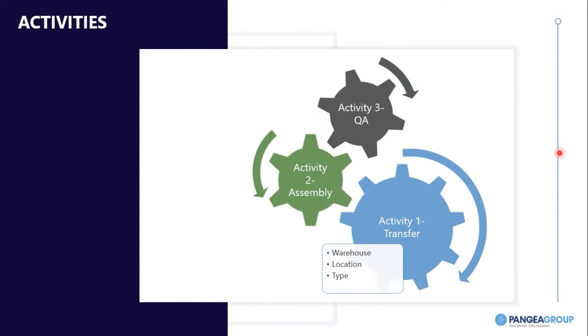Next one is the activities. The activities describe the actions performed during the production process on its most basic level. As we can see in the attached picture, it shows 3 activities connected.